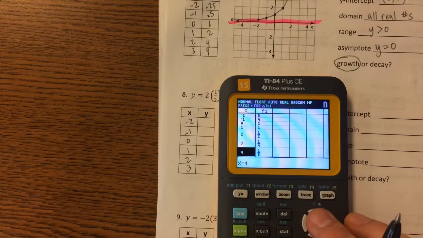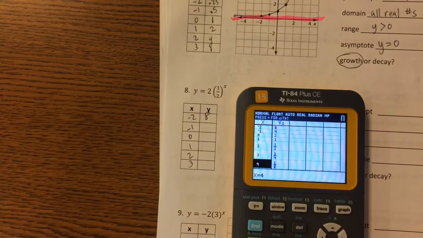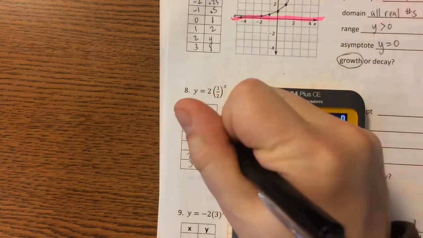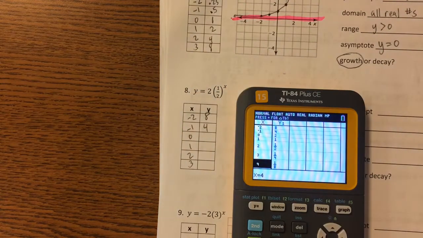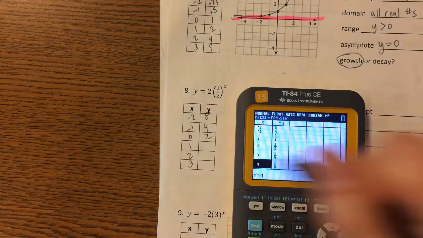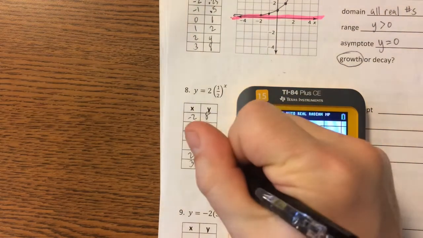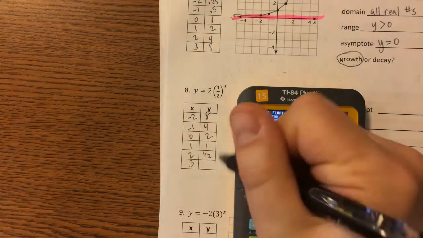There we go. So at -2, y is 8. At -1, y is 4. Then we got 0, 2; 1, 1; 2, 1/2; and 3, 1/4.